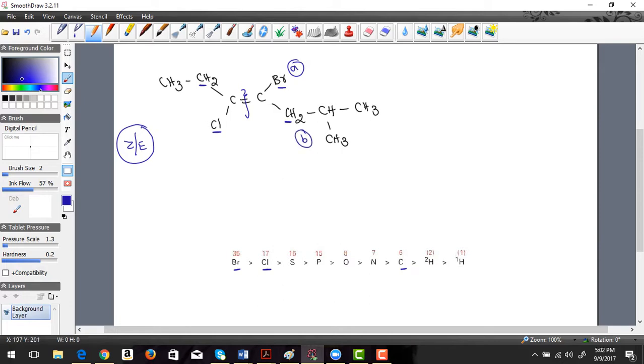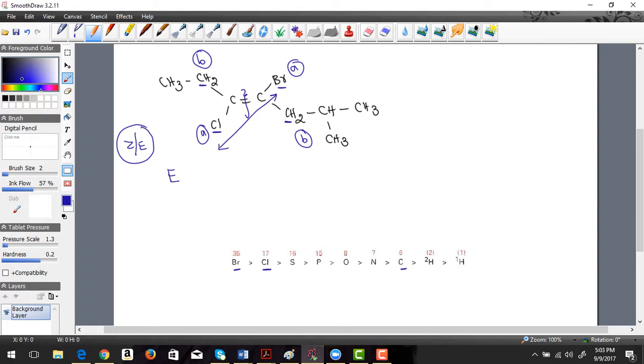Same here. This may look bigger to your eye, but it's not always just the size. Only when you have everything the same do you worry about the size. But in this case, chlorine is higher than carbon. You focus just on what's directly attached, so this would be A, this would be B. A and A are on the opposite sides, B and B are on the opposite sides, so this is an E. We got the first part of it done, right?